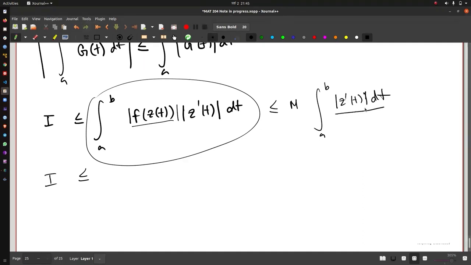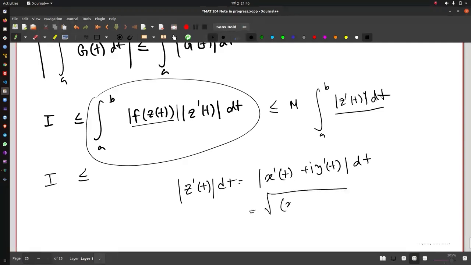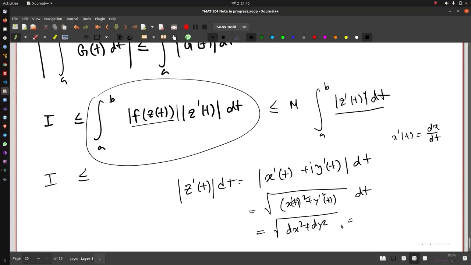Now what is this? This is nothing but the arc length. Why? Because if you take the modulus of z prime of t dt, this means the square root of x prime of t squared plus y prime of t squared, dt. All these primes are just derivatives with respect to t, and the modulus is just a distance. But x prime of t is dx/dt, and similarly y prime of t is dy/dt. So ultimately this is just the square root of dx squared plus dy squared, which is nothing but the length. Let's call that infinitesimal length ds.